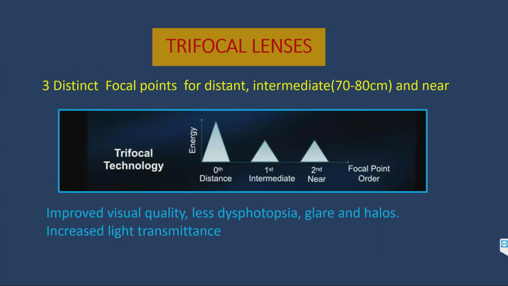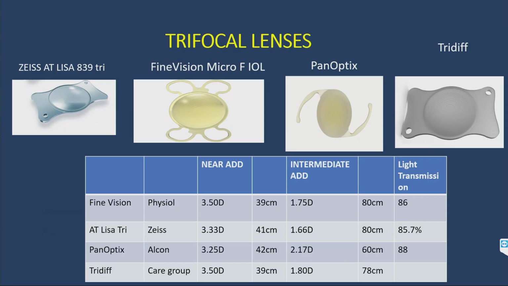Now, next in the spectrum is trifocal lenses. They had 3 distinct focal points, one for distance, intermediate, and then for near. And they had improved visual quality because the light transmittance was good, but the photic phenomena were comparatively less with these lenses. Now, these are the commonly available trifocal lenses, that is the FineVision, AT LISA, Panoptix, and Tridiff.